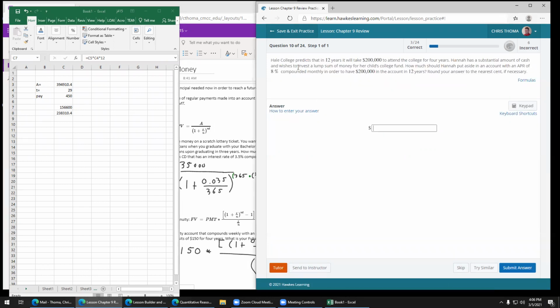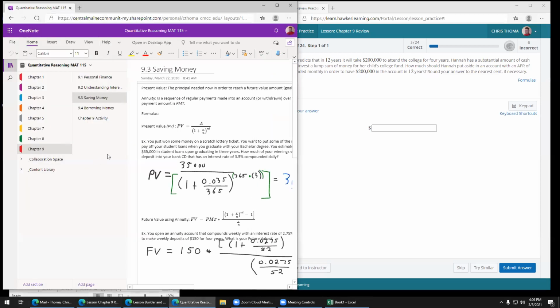So let's see. Hale College predicts that in 12 years, it will take $200,000 to attend a college for 4 years. Hannah has a substantial amount of cash and wishes to invest a lump sum for her child's college fund. How much should Hannah put aside in an account with an APR of 8% compounded monthly in order to have a future value of $200,000 in an account in 12 years? So this is a future value problem again.